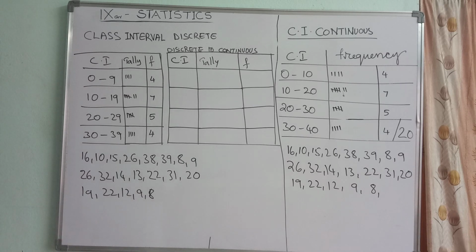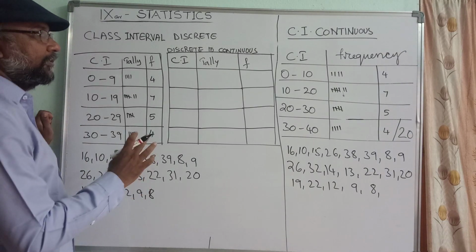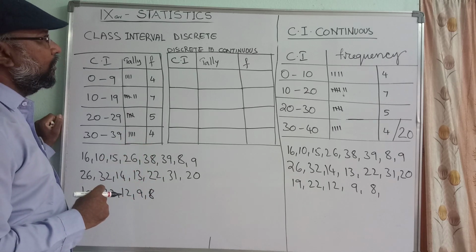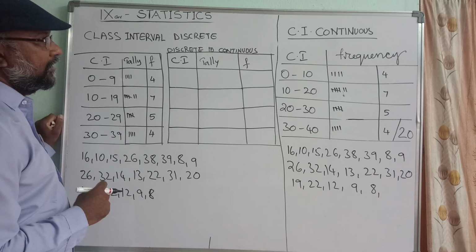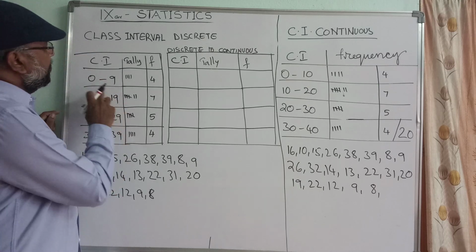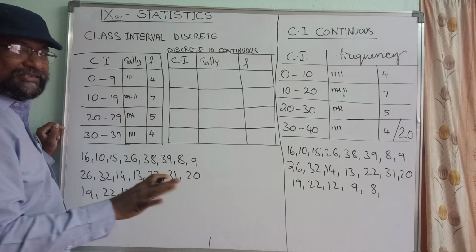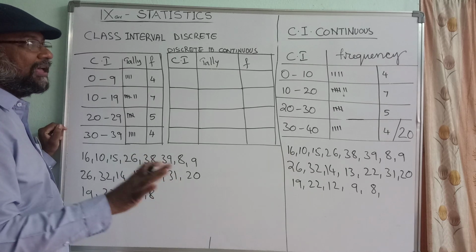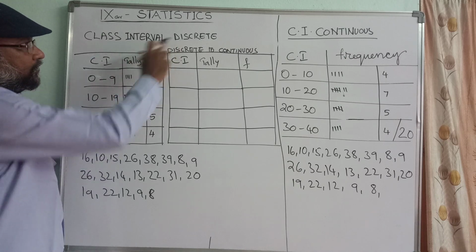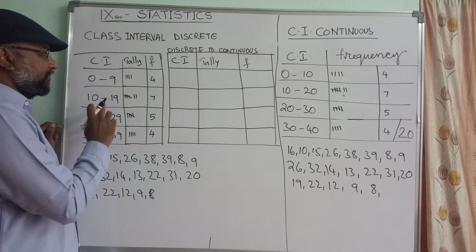Hello students, here you can see two types of class intervals. One is discrete class interval. This lesson belongs to class intervals, two types of class intervals. First we are going to discuss discrete.